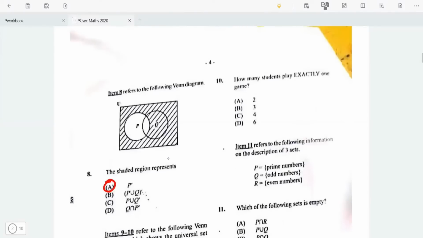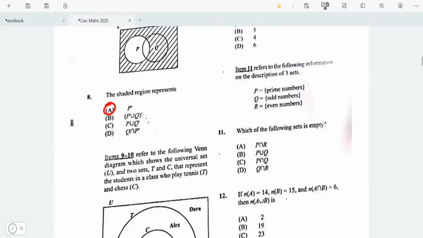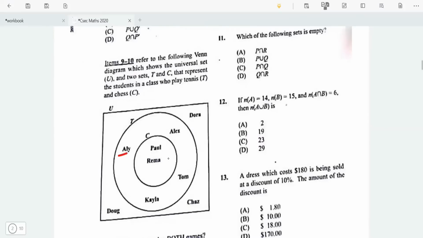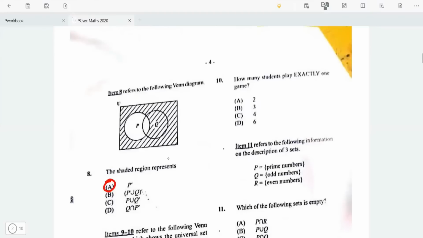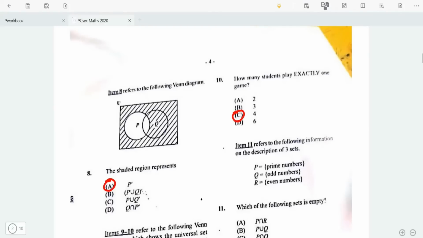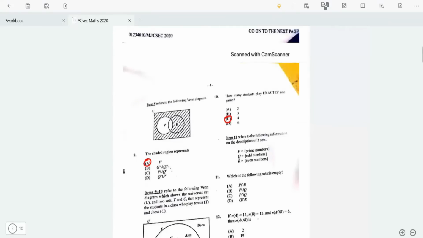Question 10 says, how many students play exactly one game? If you only play one game, Ali plays one, Alex plays one, Torm plays one, Kayla plays one, that's 4 persons. So 4 persons play only one game. 4 persons is option C. And that's number 10, option C.